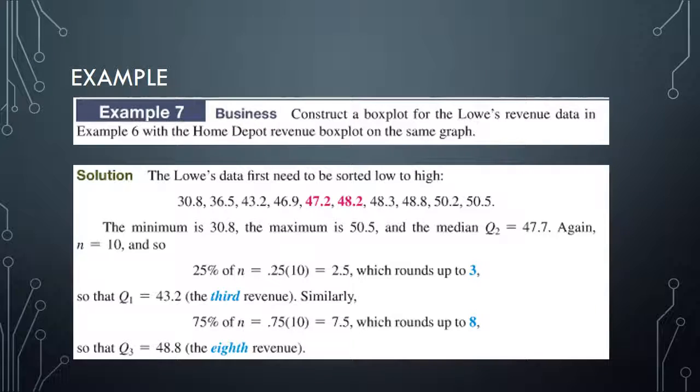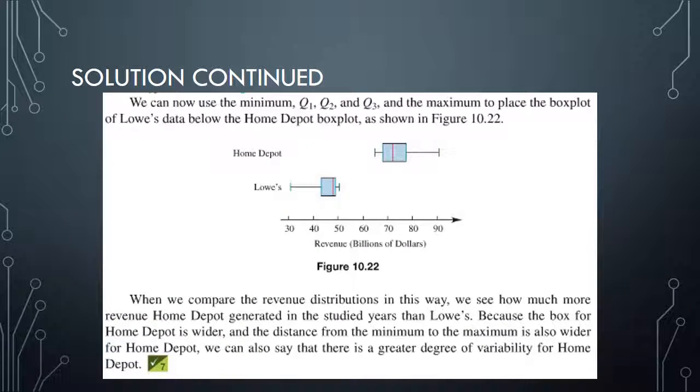And again, we go through the process of finding all the 5 data points that we need for our 5-number summary. And once we have those, we put them on the graph, on the same graph as the Lowe's. So Home Depot and Lowe's are there together. And this is a good way to be able to compare things. So you can compare how the two stores are doing with each other in revenue. You can also get an idea of the shape of the data.